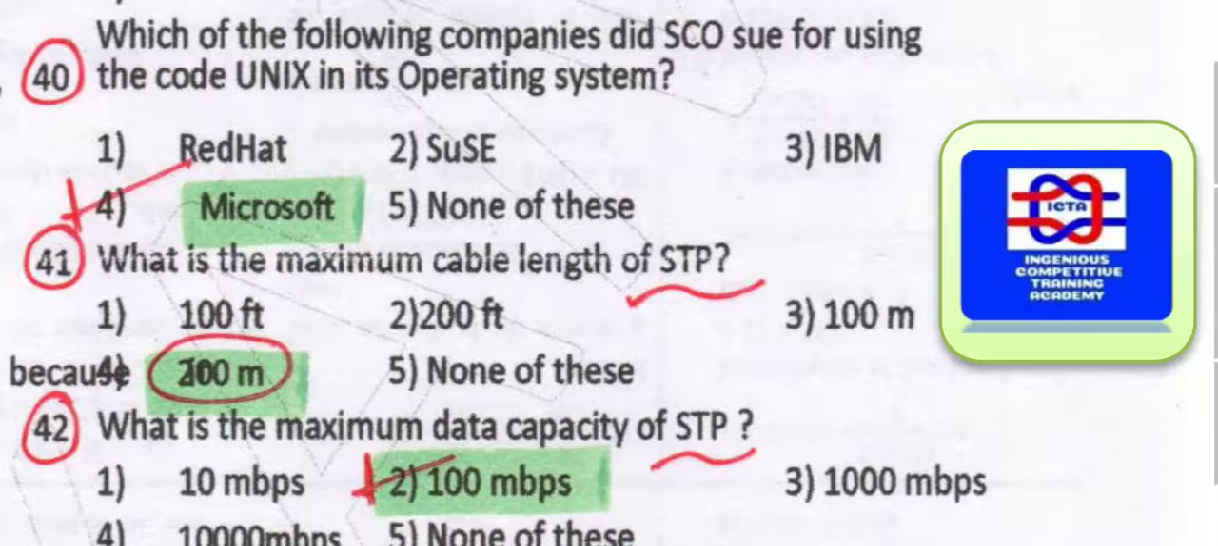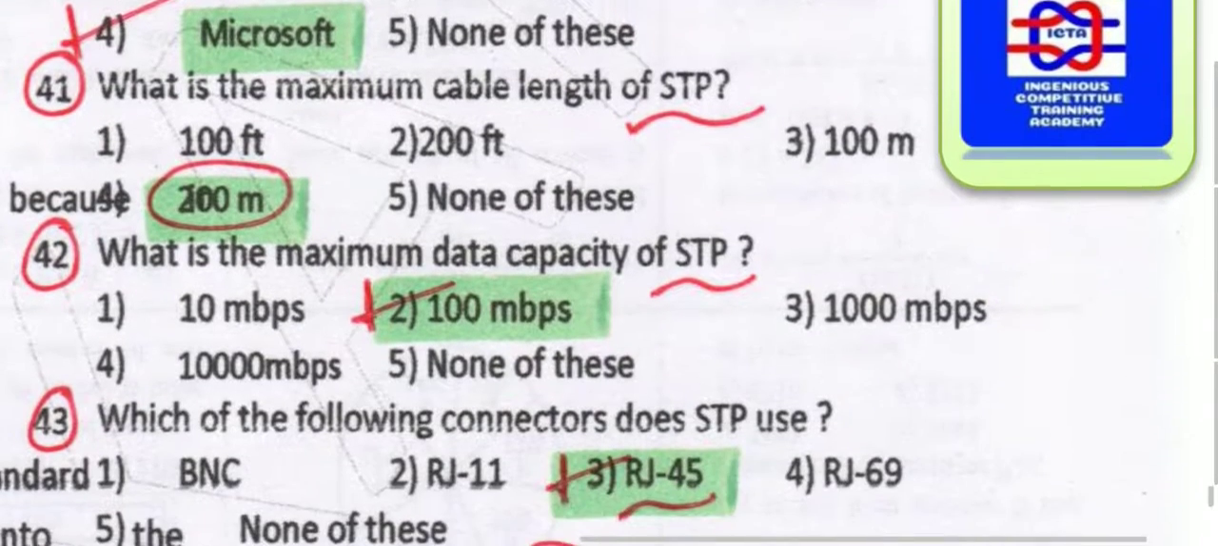Which of the following companies did SCO sue for using code from Unix in its operating system? In the case of Microsoft, that has been done; you can't use the Unix code. What is the maximum cable length of STP? Now I want you to comment what exactly the abbreviation of STP is. It is near about 200 meters in length.